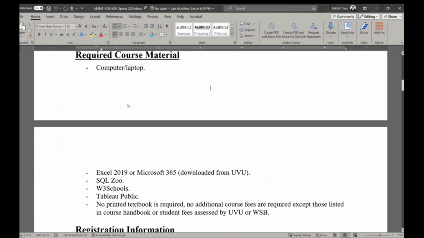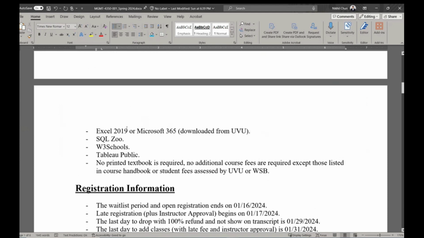Required course material: a computer or laptop is what I will expect. And I'm sure with your UVU account, you all have access to Microsoft 365, which is a must in the initial assignments you'll be solving related to Excel, followed by Tableau Public. I'm going to talk about Tableau shortly, as well as SQL and W3Schools and so on.